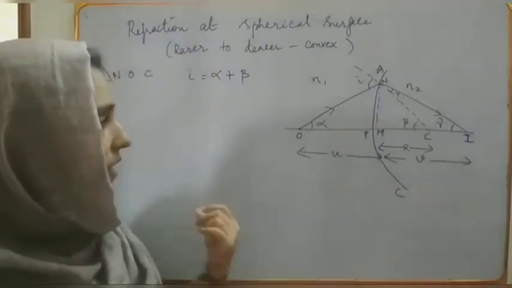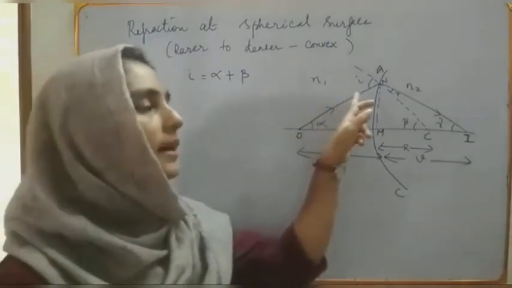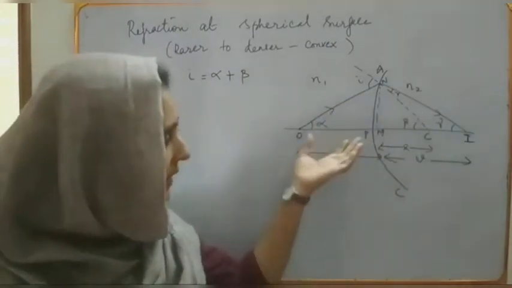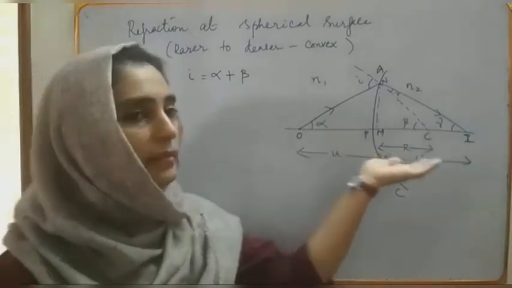Now, why we have started with this triangle, or angle of incidence, is that for any kind of relation, we first start with Snell's law. So for Snell's law, we need angle I and angle R and the distances. So distances means object distance, the image distance and all.